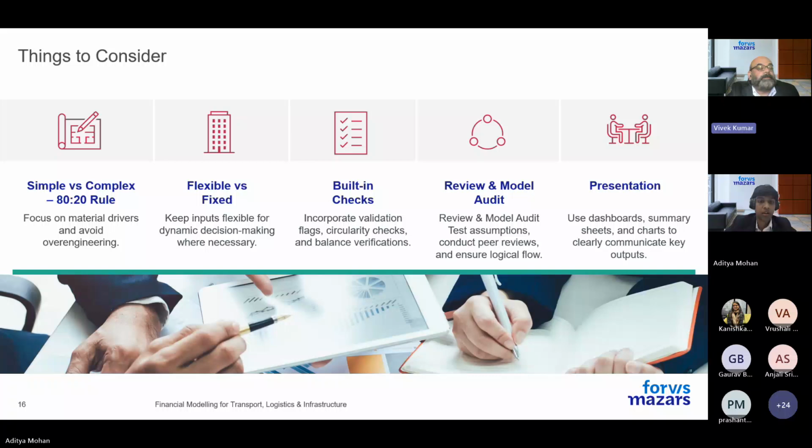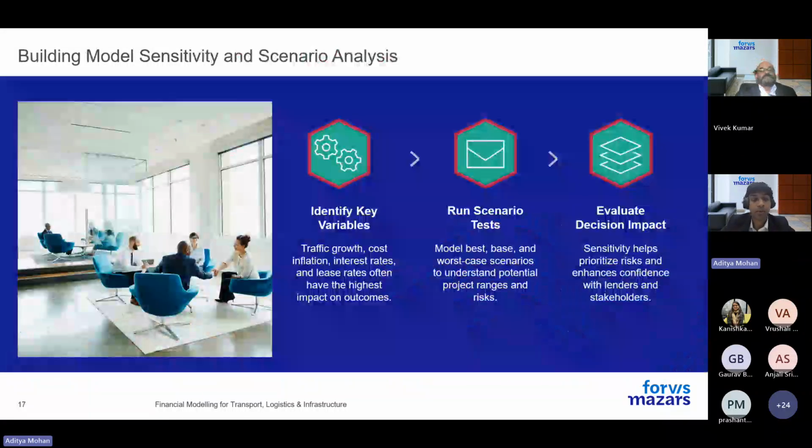Now one of the most powerful features of any financial model is the ability for it to test what if. So now we'll talk about sensitivity and scenario analysis. The first step would be to identify key variables. In this, you would start with 3 to 5 drivers that impact your outcomes most. So, in infrastructure, these are typically traffic growth, construction costs, interest rates, inflation, and tariff escalation caps.